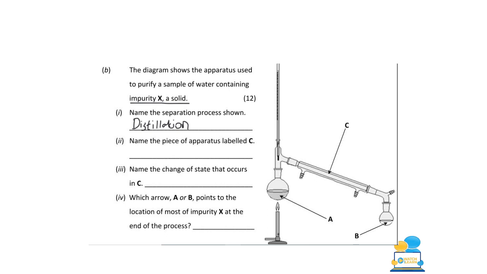So we're asked to name the separation technique, which is distillation, and name the piece of apparatus labeled C. So if you remember your diagram, and hopefully you've drawn a wee diagram for yourself on your mind map, this part here that we looked at involves a change of state where we have our gas rising up here. And what does it do in this container? It condenses. So the container labeled C is called the Liebig condenser.